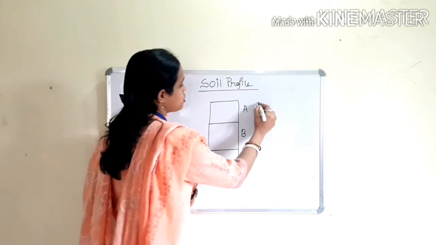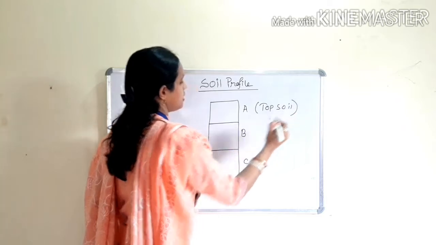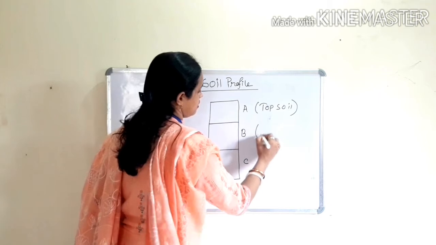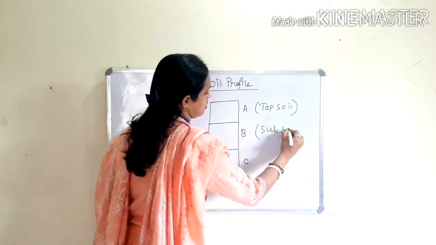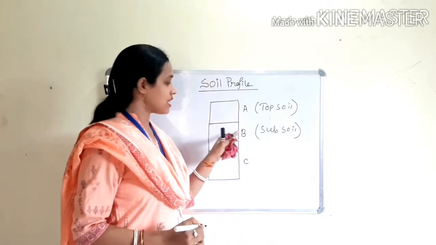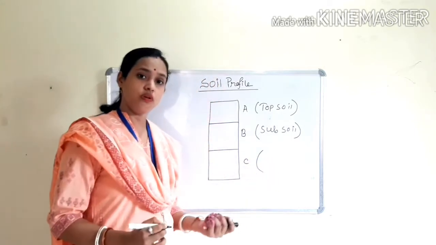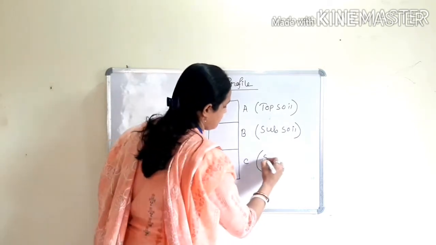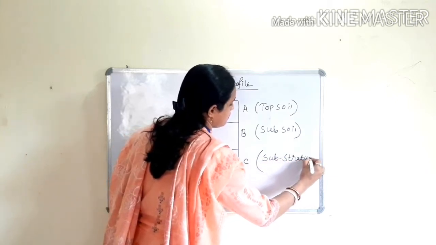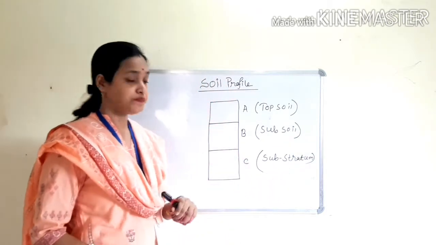A layer is known as topsoil, then B layer is known as subsoil, which lies just below the A layer, and C layer is known as substratum, which lies just below the B layer.